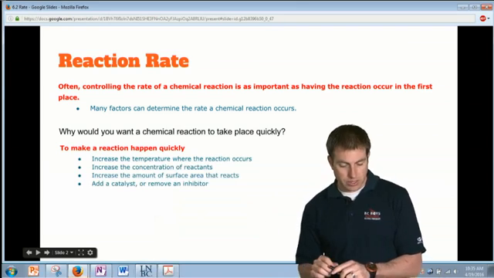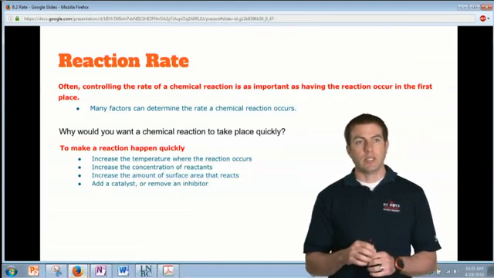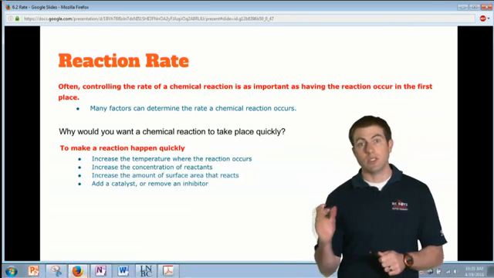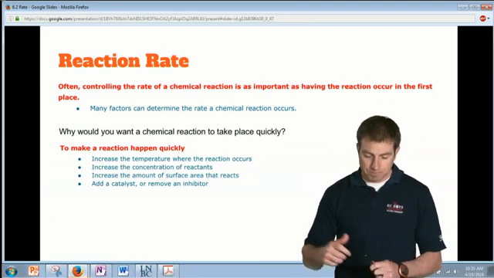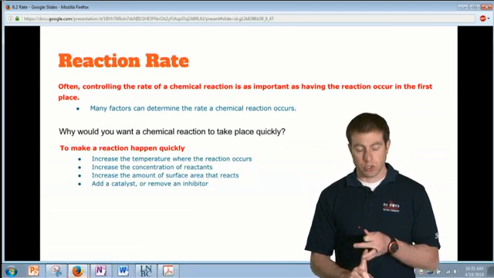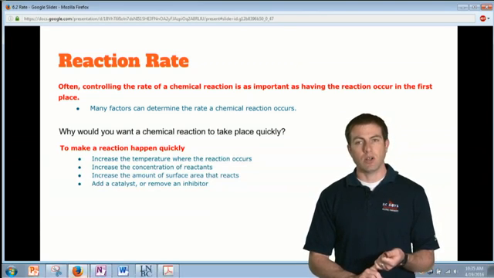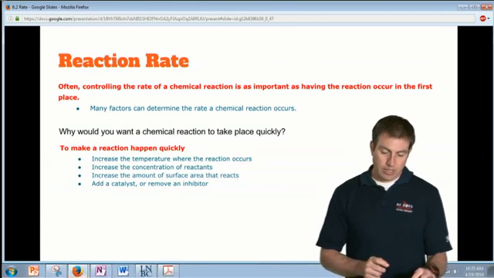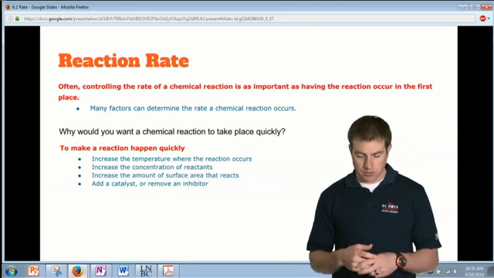This is what the textbook says. To make a reaction happen quickly, these are the things you can do, and we'll look at all of these more in depth in a second. For now, you can increase the temperature, you could increase the concentration, you could increase the surface area, or you can add something called a catalyst or an inhibitor. So that's just a basic summary of what we're going to discuss in the next few minutes.